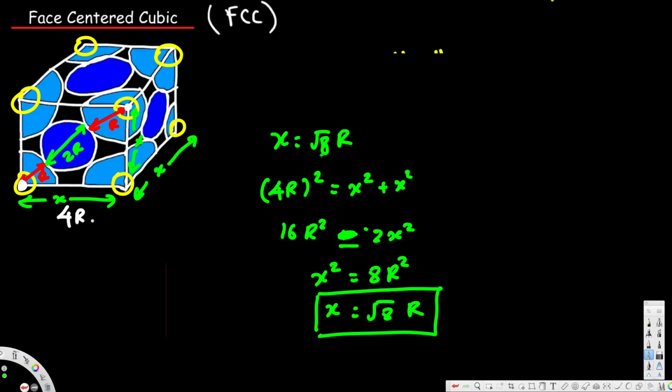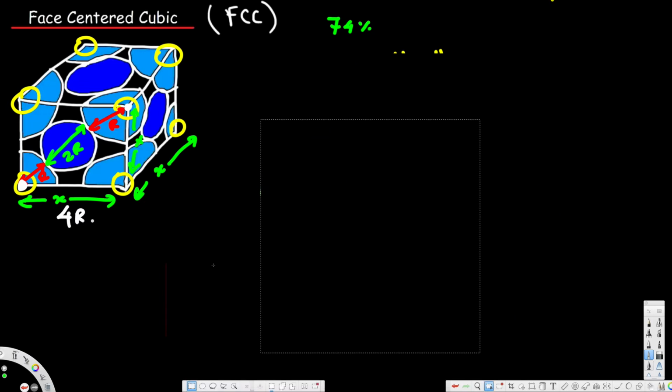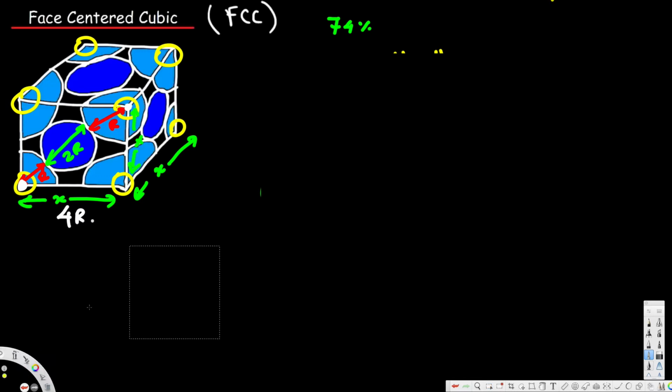Okay. That is about edge length. Now, let's see how much percentage of this cube is occupied by the atoms. For a face-centered cubic structure, 74% is occupied by the atoms. Now let's prove this one. In order to prove this, I have to use this equation.